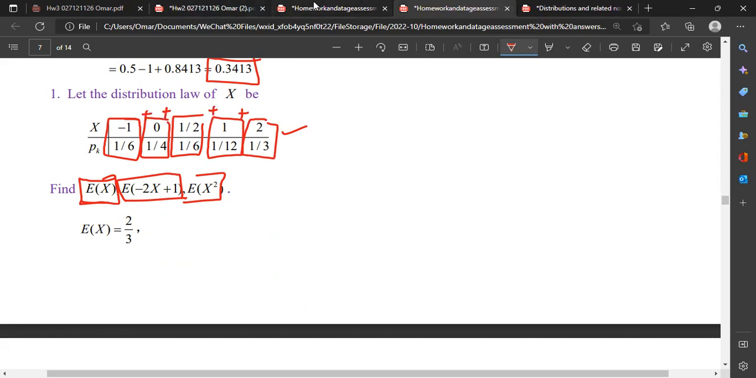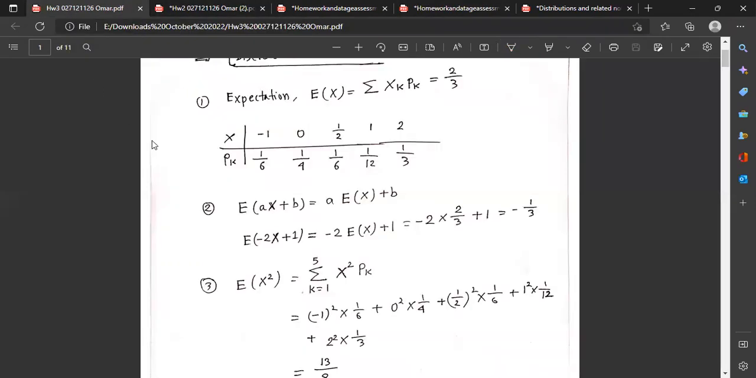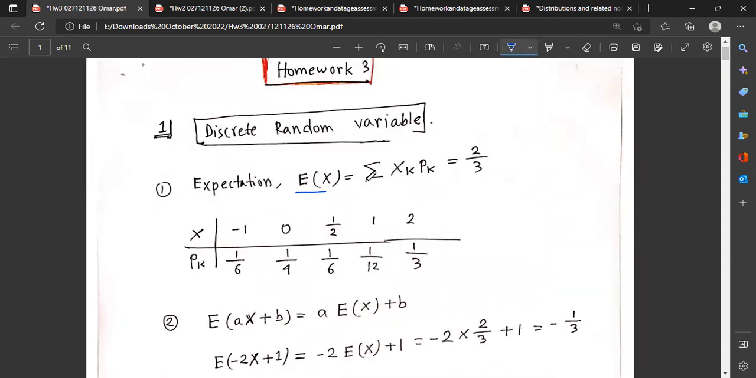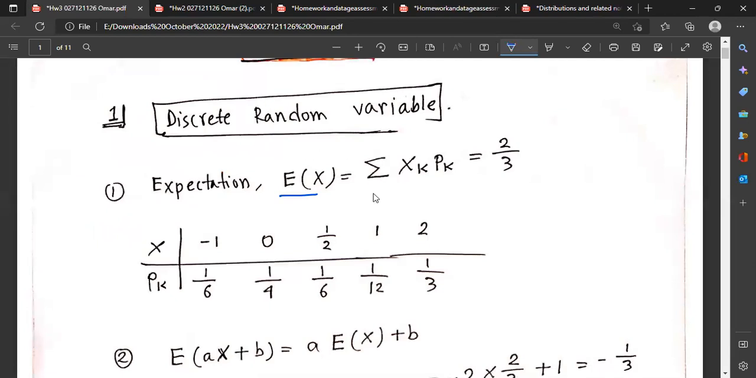So if you look here in my homework 3, the formula for expectation is E of x equal to the summation of x_k p_k, right? So we just multiply them and then we add them. This summation sign means addition. So we multiply them and then we add them. So the answer will be 2 by 3.